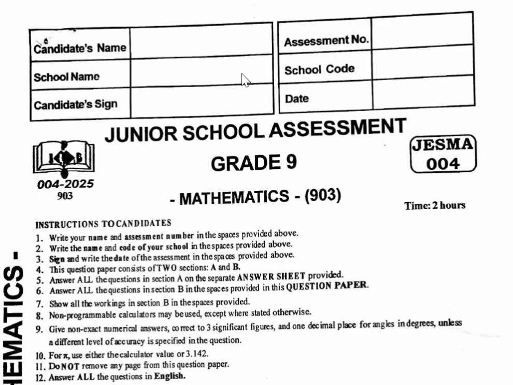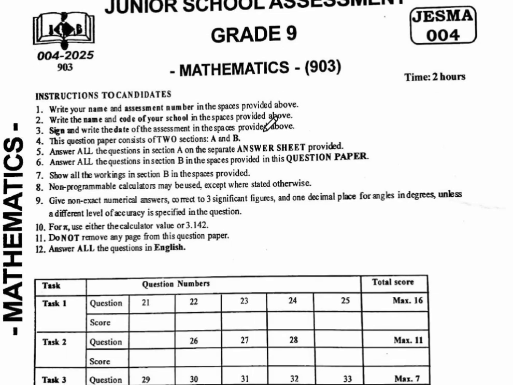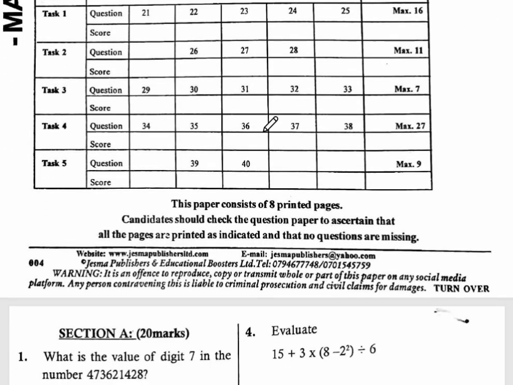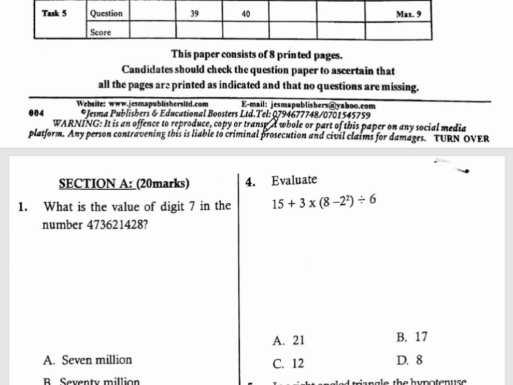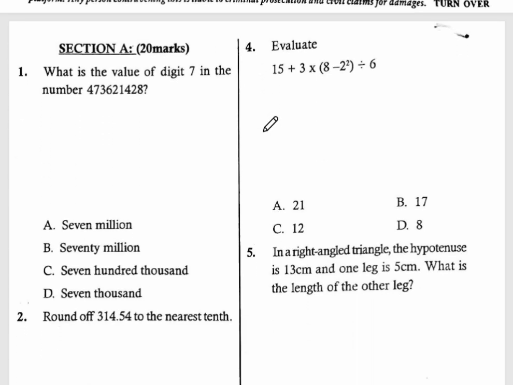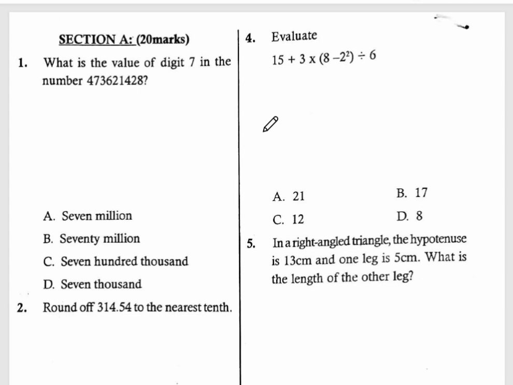Thank you for joining this lesson. This is Jesma 004, Grade 9 Mathematics. It is a very good paper. We're going to solve this paper step by step, and therefore stay up to the end to learn more. Grab a piece of paper, a pen, and a calculator, and let's solve this paper step by step. Without saying much, we're going to start with number 1.